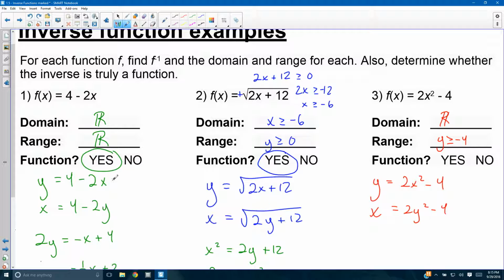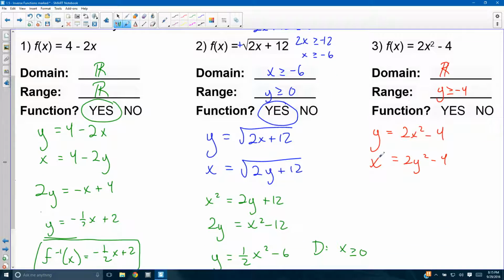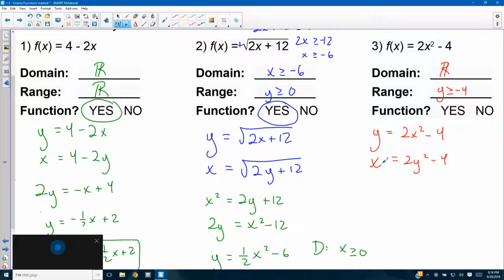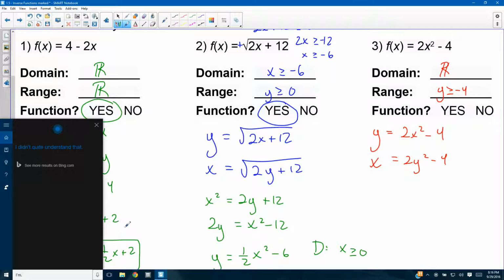and then solving for y. Okay. I didn't quite understand that. I just made Cortana pop up somehow. I'm not quite sure what I just did.